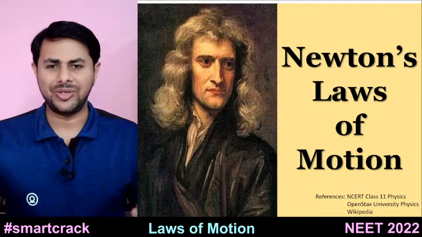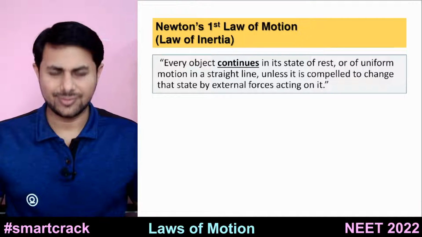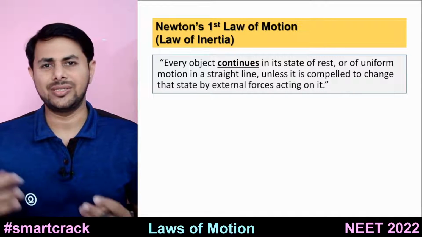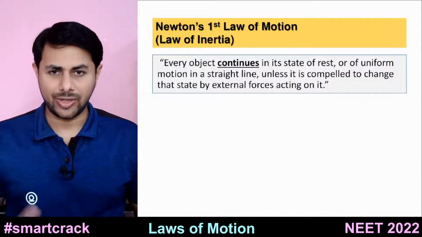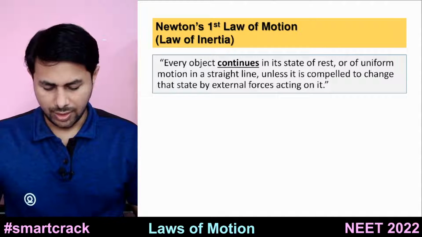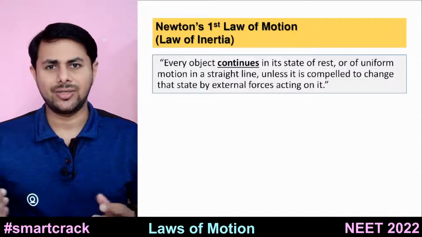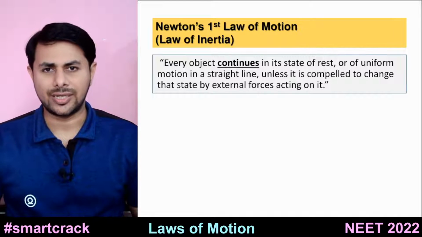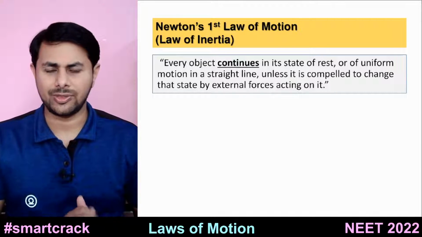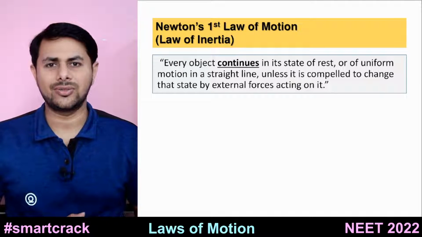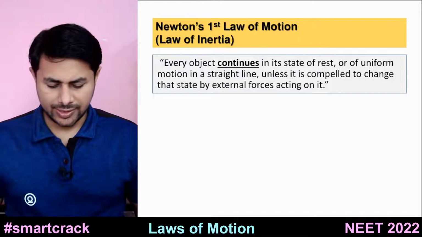So everybody knows Newton's laws of motion, right? So Newton has given three laws of motion. Okay. So what are those three laws? The first law is every object continues its state of rest or of uniform motion along a straight line unless it is acted upon by an external unbalanced force. So this law is known as what? Law of inertia. Right. So what does it say?